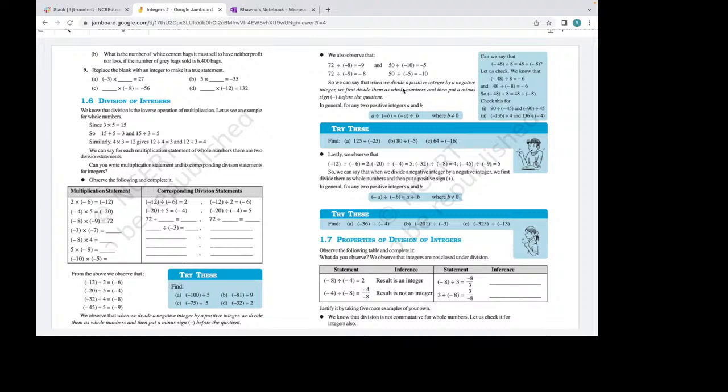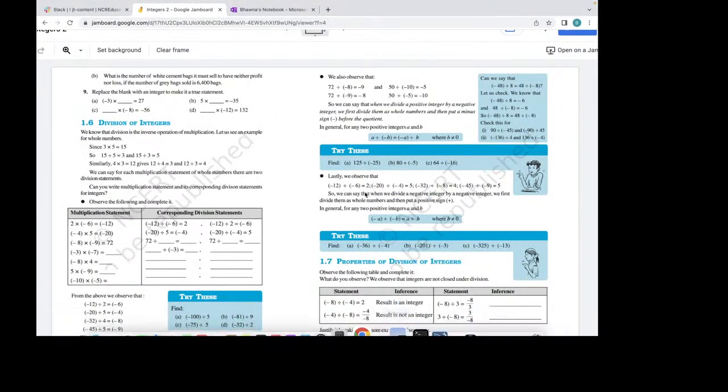Now secondly, when we divide a positive integer by a negative integer, we first divide them as whole numbers and then put a minus sign before the quotient. It is the same as I told you. So a divided by minus b is equal to minus a divided by b. It doesn't make any difference whether b is negative or a is negative. If the signs of both are different, our answer will be negative, and if the signs of both are the same, if this is negative and this is also negative, like in this case minus a divided by minus b is equal to a divided by b, that means we divide them like whole numbers and our answer will be positive.